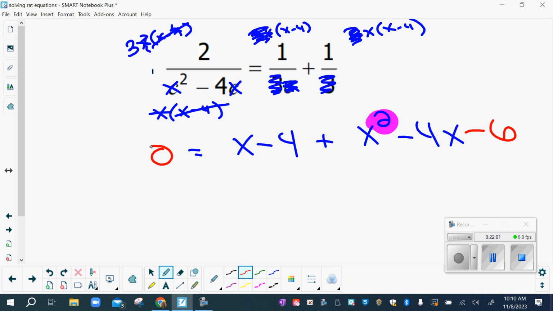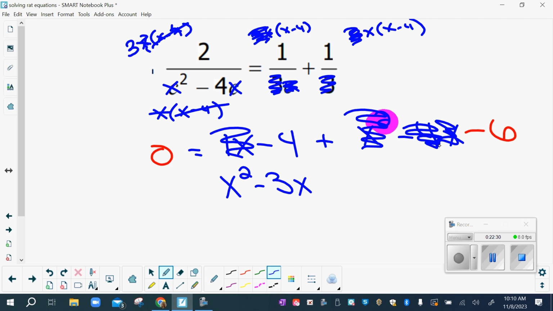I got negative 4 and plus 1. So I'm getting, here it goes. x squared goes first, and I cross them off, so I'm not confused. Negative 4 plus 1, negative 3x, cross them off. Negative 4 and negative 6, negative 10.